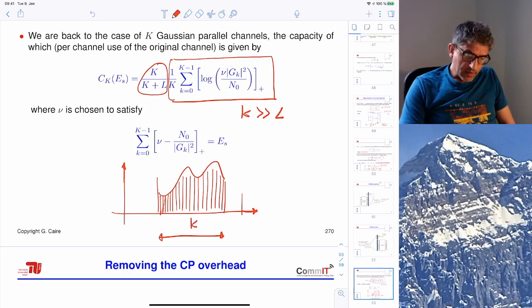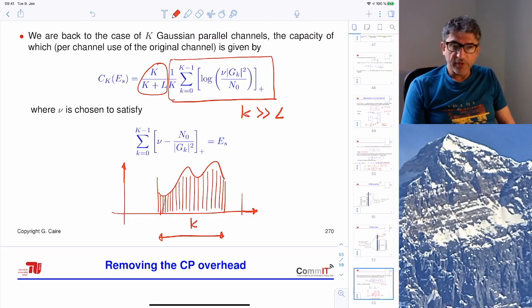So in the limit for K going to infinity, what happens? This coefficient K over K plus L is finite, so this goes to 1, and this sum, dividing by K and summing, becomes an integral over the frequency domain. In other words, it's like saying the DFT becomes like a Fourier transform. You go from discrete frequency to continuous.